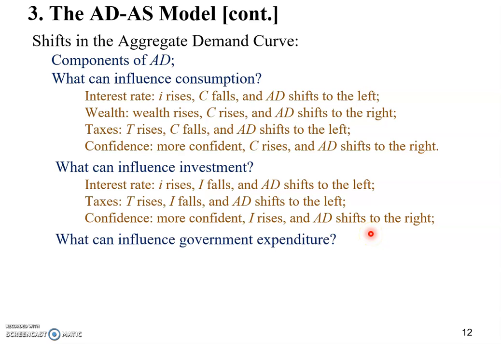Okay. Now the third component would be government purchases or government spending or government expenditure. Okay, these three terms are often interchangeable. Now, government expenditure is determined on the Capitol Hill, okay, or by the U.S. Congress. So, when they decide to spend more, AD would shift to the right, okay, because the government is going to purchase more on the market.